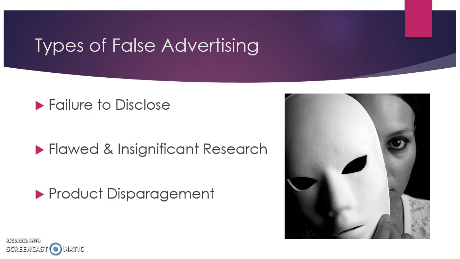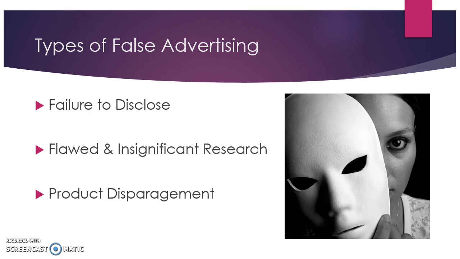The second of these types is flawed and insignificant research. This is also covered in the Lanham Act and happens when advertisements are just blatantly incorrect. This sort of false advertising essentially is when people either make up facts off the top of their head, use sources that are unsupported by significant research such as Wikipedia, or their facts are completely contradictory to common authority.